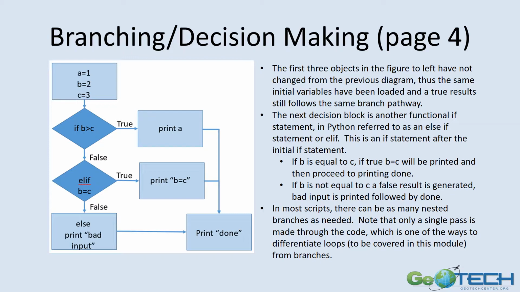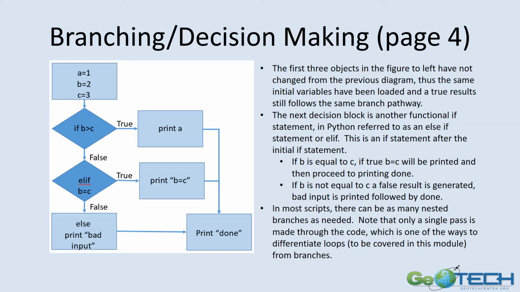So if the first if statement is false, then we have this else if statement, and we're going to ask, is B equal to C? Well, again, in this case, B is not going to be equal to C, and we're going to drop down to the false statement again, and we're going to print bad input as part of the else statement, and then we're going to leave the branch and print the word done.